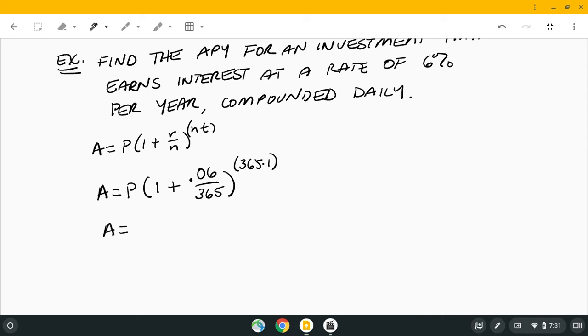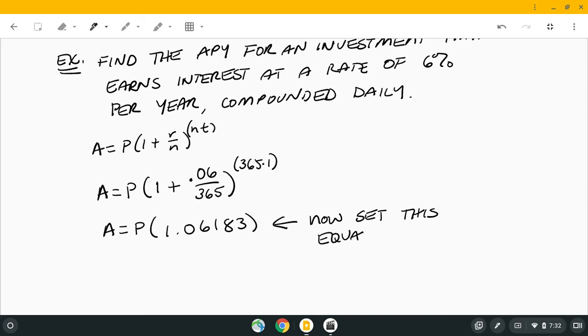Okay. All right. So here we end up with A equals P times, punch this into your calculator, and we get 1.06183. Okay. All right. Then what we do here is now set this equal to the simple interest formula.